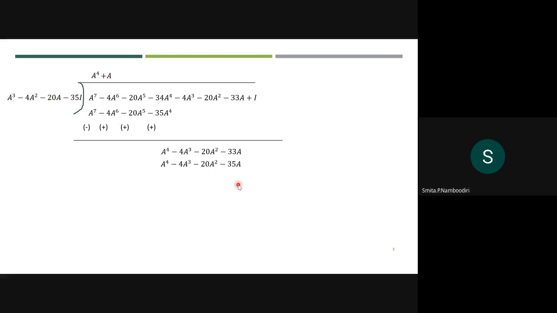ठीक है, फिर से साइन चेंज करना है, सेकेंड वाले इक्वेशन का साइन चेंज करना है. पहला नेगेटिव, फिर पॉजिटिव, फिर पॉजिटिव, फिर पॉजिटिव.